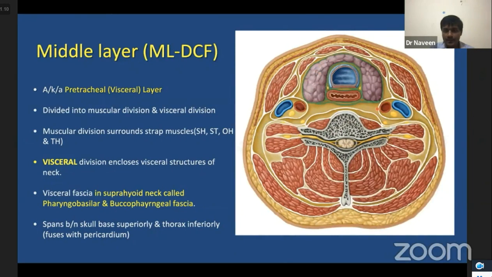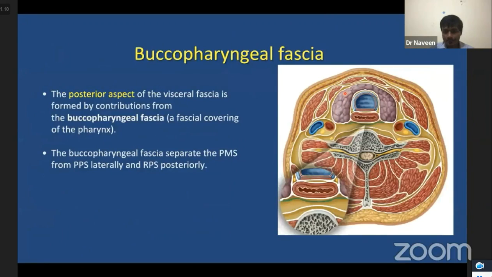This is the visceral fascia, which encloses the thyroid gland. The posterior part of the visceral fascia is called the buccopharyngeal fascia, whereas the submucosal part of the visceral fascia is called the pharyngobasilar fascia. It spans from the skull base to the thorax, fusing with the pericardium. The posterior aspect of the visceral fascia is the buccopharyngeal fascia. This buccopharyngeal fascia separates the pharyngeal mucosal space from the retropharyngeal space posteriorly, and laterally it separates the pharyngeal mucosal space from the parapharyngeal space.